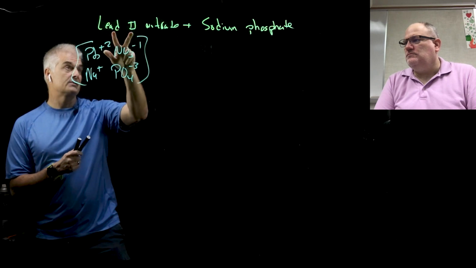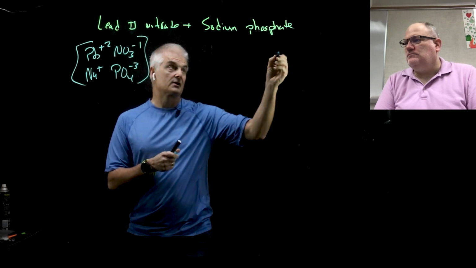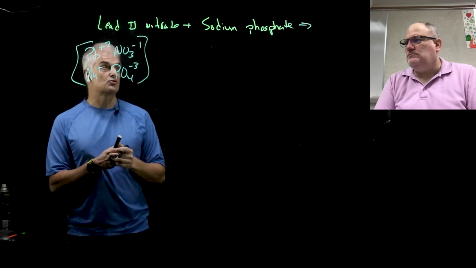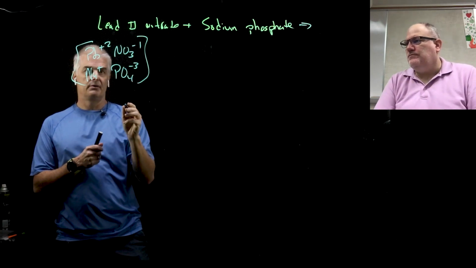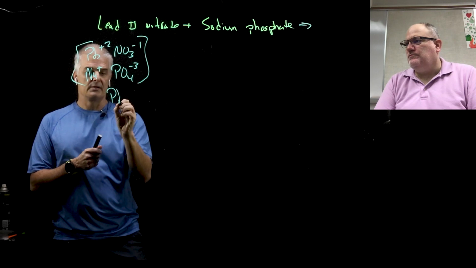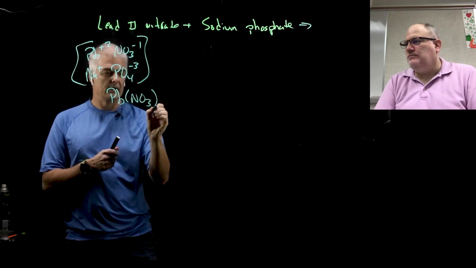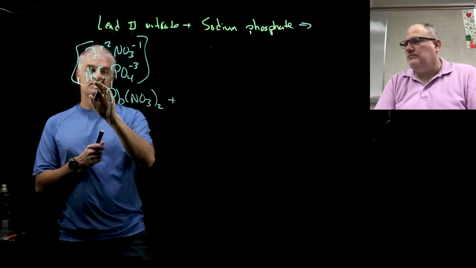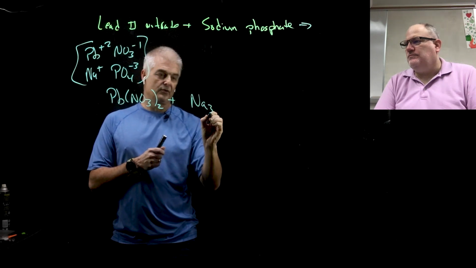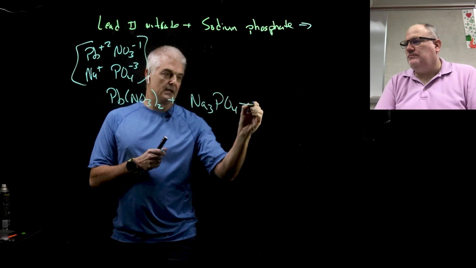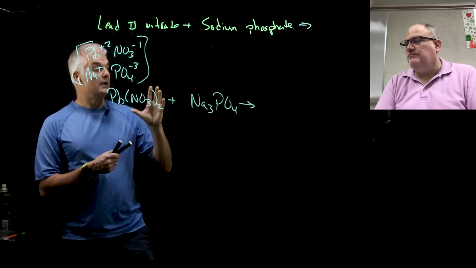So we want to build this, and then we want to figure out what the products are, because we don't know what the products are. We're going to have to swap. So lead nitrate: Pb +2, NO3 -1. So that's Pb(NO3)2 plus sodium phosphate, +1, -3. That's Na3PO4.